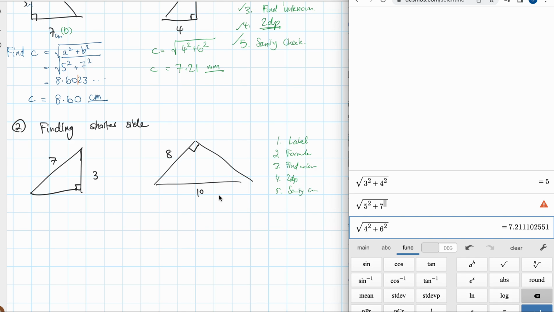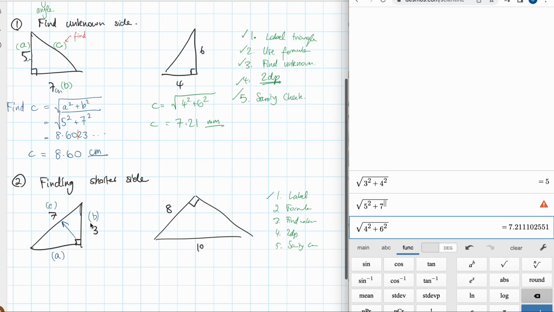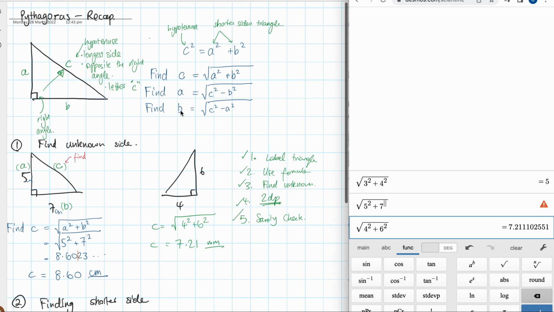So first step, we label, okay? So let's go through and do that. Well, this is always C, it's the hypotenuse, as it's always opposite the right angle. So we can see that there. And it doesn't matter what we call it, we could call this bottom one A if we wanted, and this one B, okay? Next step is we want to use the correct formula. So let's scroll up and have a look. We want to find B, so we use this formula here, okay?